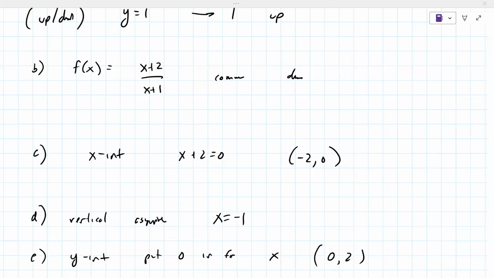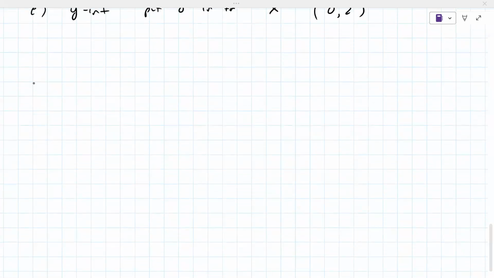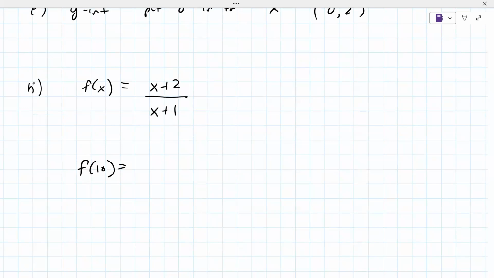To do the graph, you really have to do h. Okay. And so we're gonna do h next. So f of x is (x plus 2) over (x plus 1). And we want to first find f of 10. So you're putting 10 in for x. Okay. Go ahead and do that for us, please.